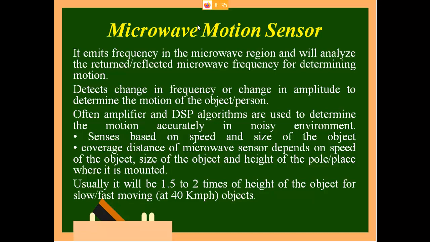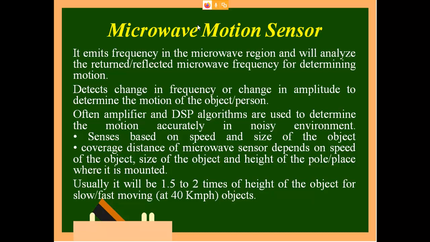The sensor detects the change in frequency and change in amplitude to determine the motion of the object. Often amplifiers and DSP algorithms are used to determine the motion accurately even in a noisy environment. Previously we saw with IR that if a person is kept at the sensor at a place where there is a lot of disturbance, it will not give an accurate output, whereas microwave will give an accurate output. So even in a noisy environment it will try to provide a good result.